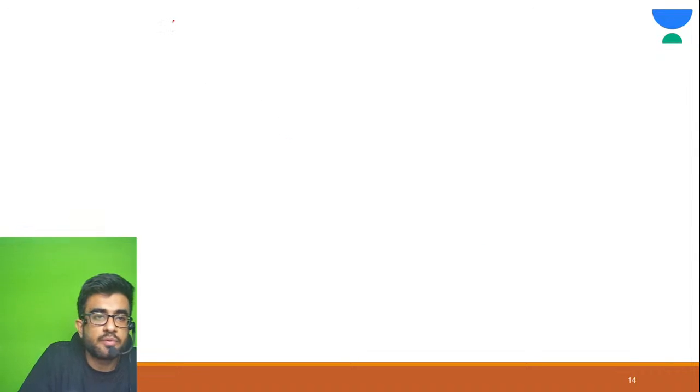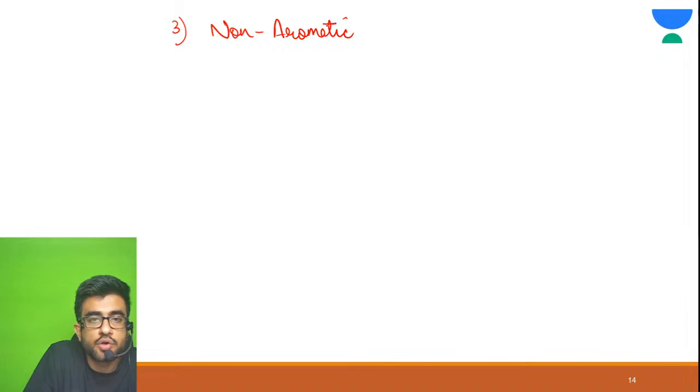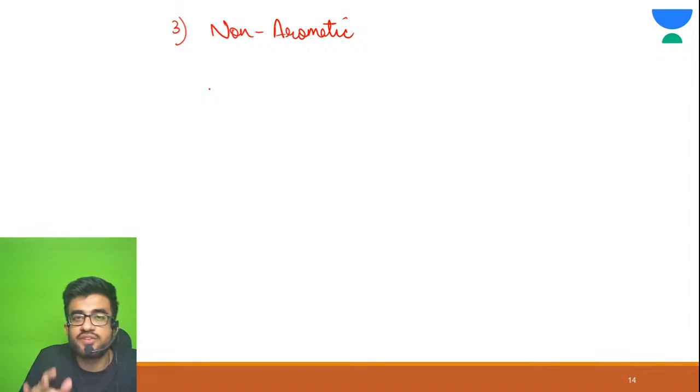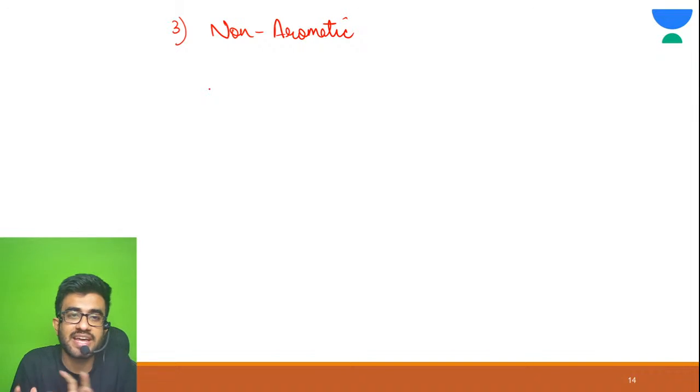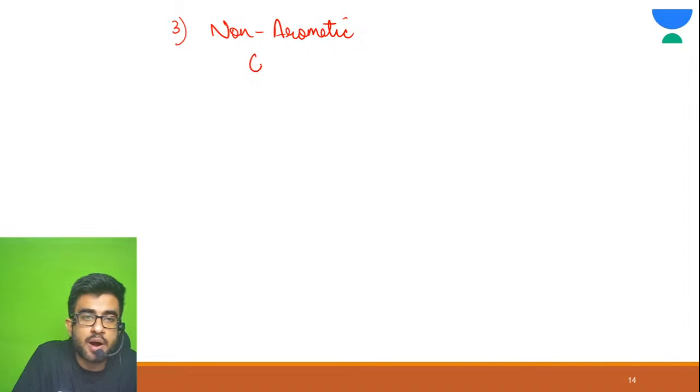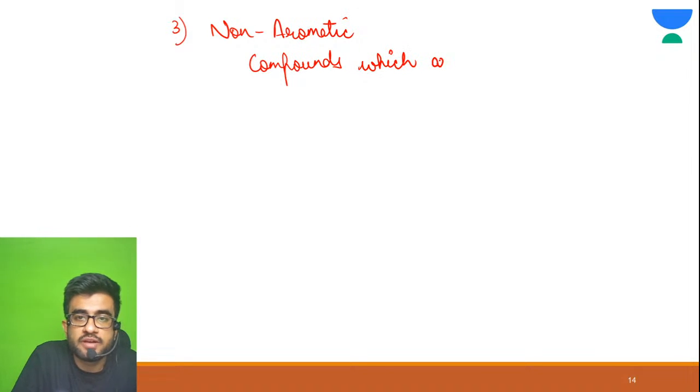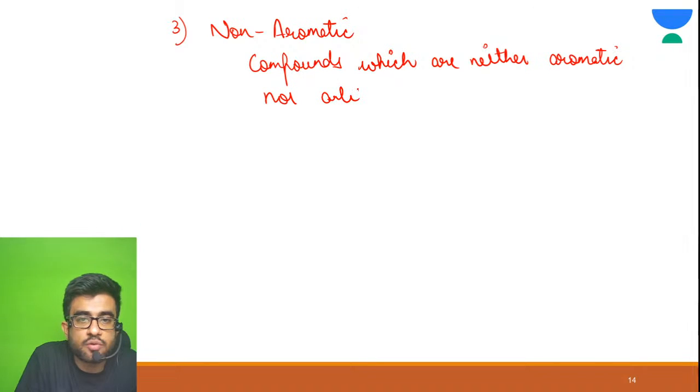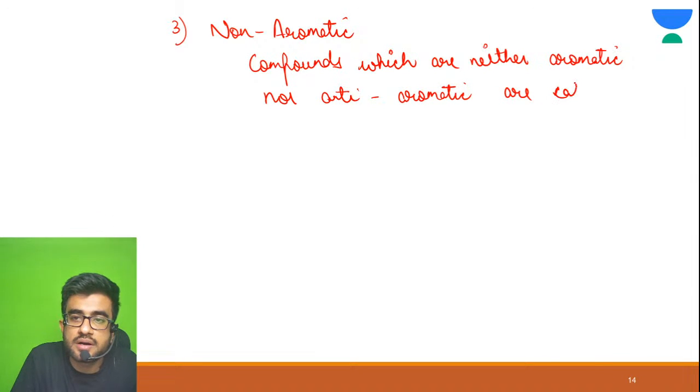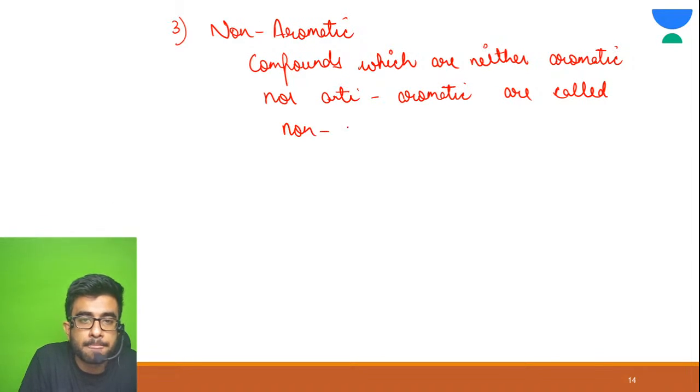Alright, third type of compounds are non-aromatic. This is very simple. If you know aromatic and anti-aromatic, you already know non-aromatic. Compounds which are neither aromatic nor anti-aromatic are called non-aromatic compounds.